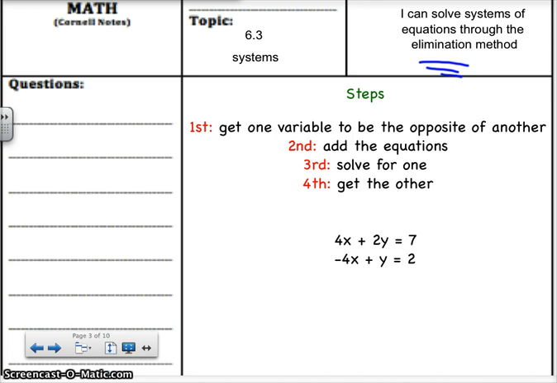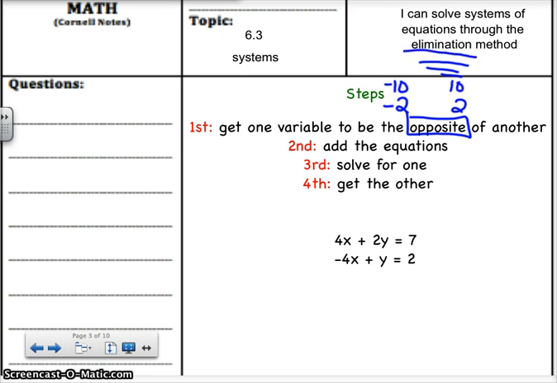First, get one variable to be the opposite of another. Box off opposite. That is the key word in step one, opposite. Opposites would mean, and write this as an example, -2 and +2. Opposites. -10, and what's the opposite? +10. You need them to be the opposite.